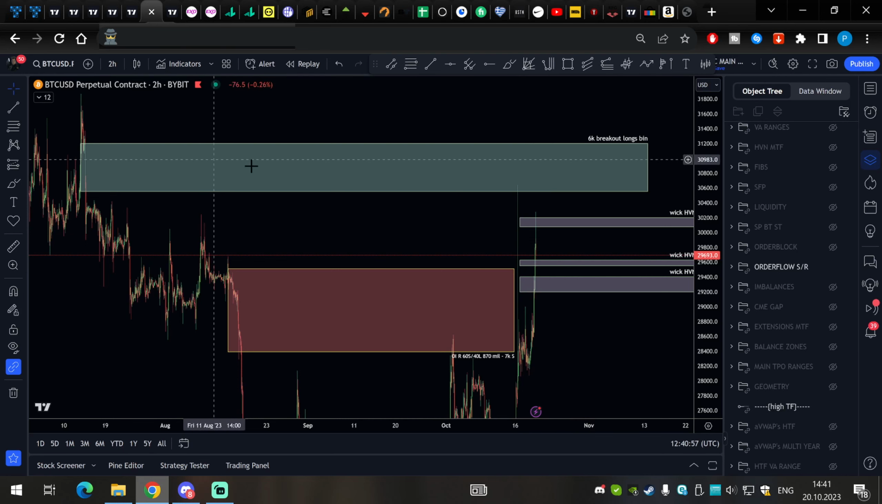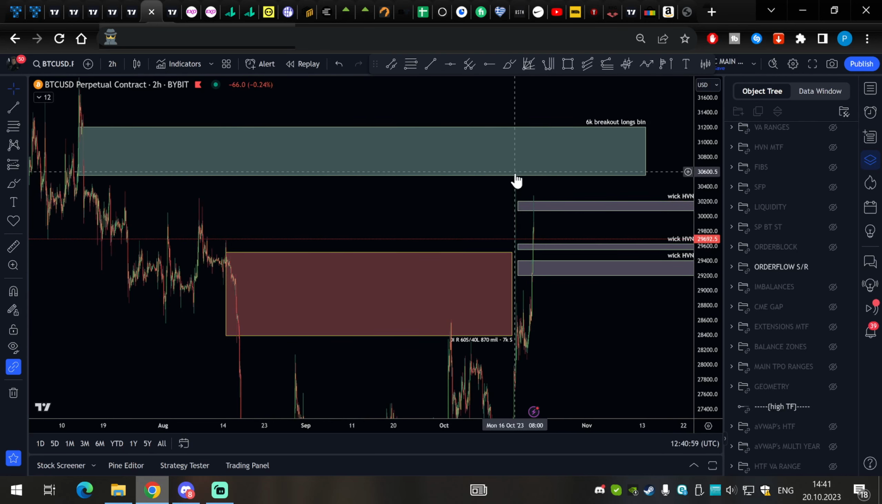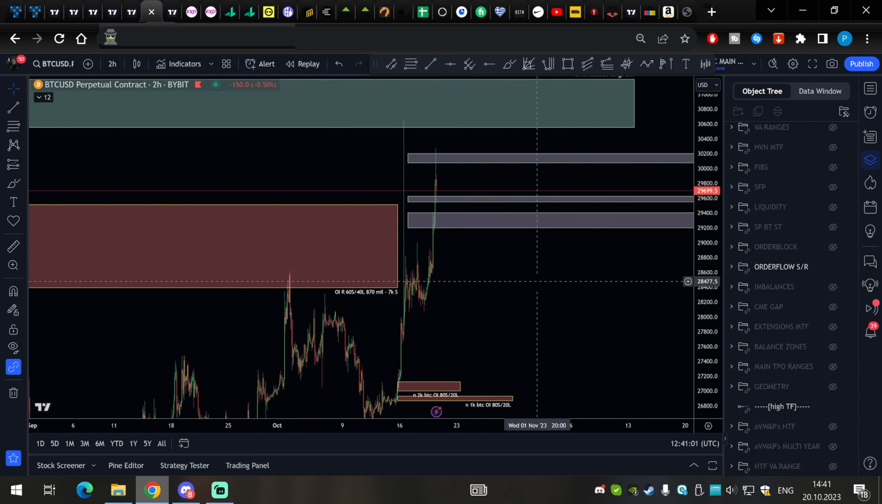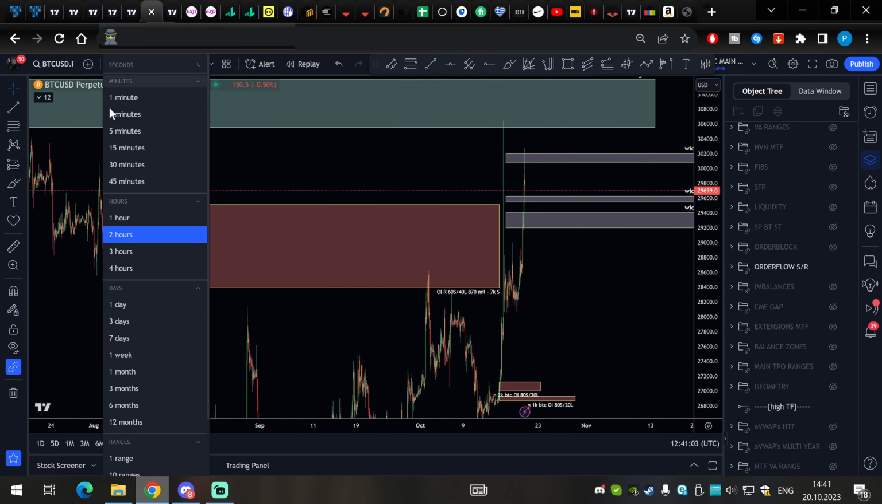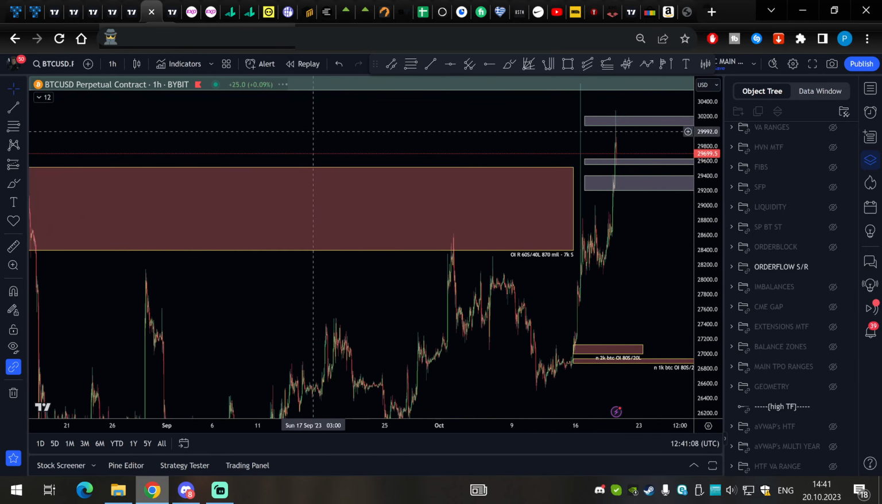Yeah, there are so many people out there. So you see the wick stopped here, and what actually added fire to the wick, and a lot of fire here. Well, let's go to the 1 hour time frame.